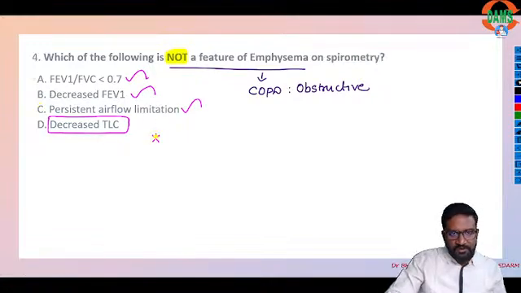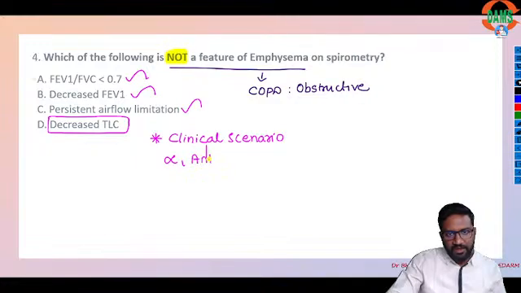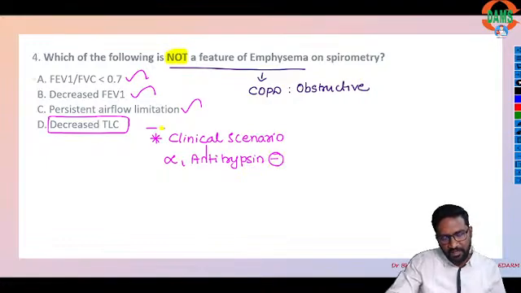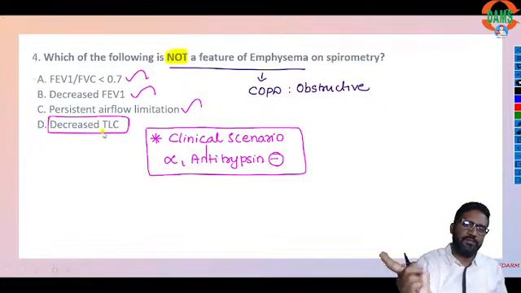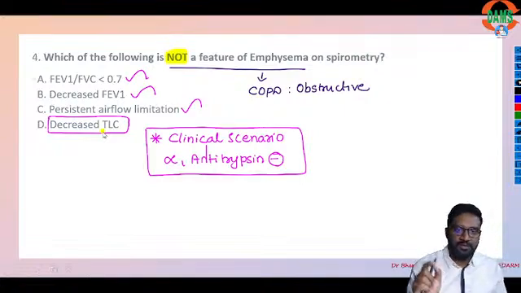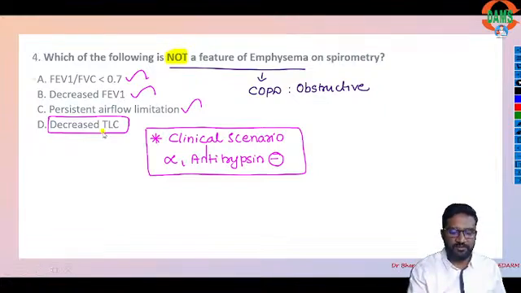They can also modify the question like this. They can give you a clinical scenario and say he is having alpha 1 antitrypsin deficiency. Instead of smoker, they can say alpha 1 antitrypsin deficiency. What do you expect on spirometry? Same thing they can ask: all can be expected on spirometry, except. Again it is the same concept, but to confuse you, they might mention alpha 1 antitrypsin deficiency, because alpha 1 antitrypsin deficiency is a genetic cause of COPD emphysema.